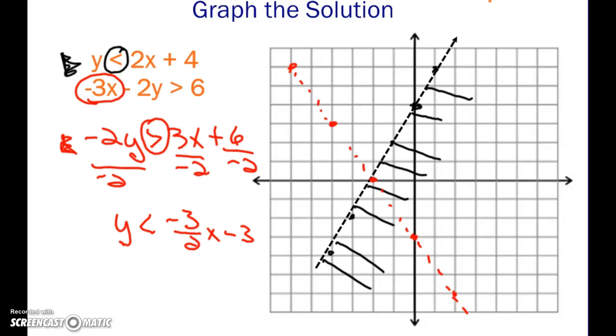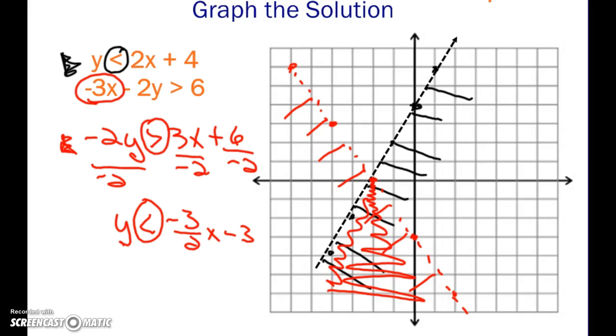Now when I look there, that one's also less than, so it's underneath. So it's the stuff that's back here. And you can see that this area is where it overlaps. And that would be my solution.